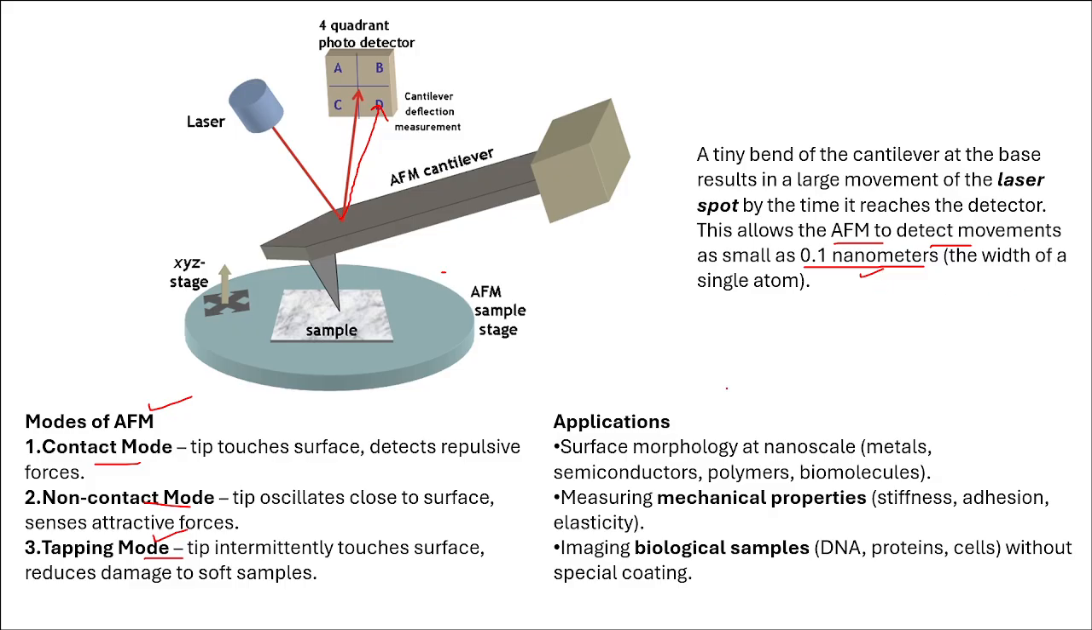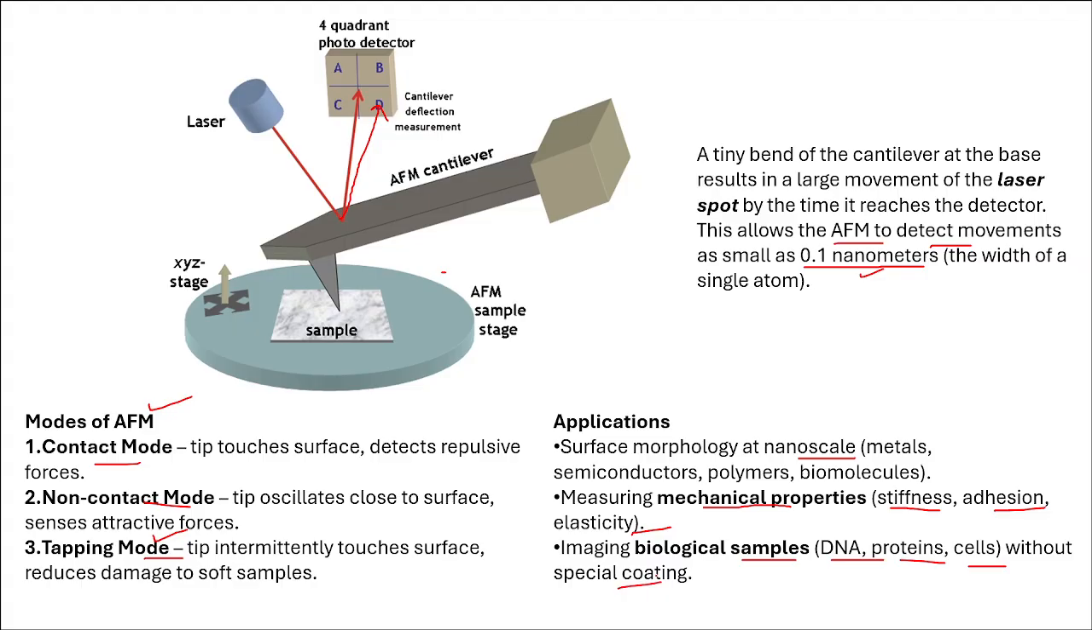So what are the applications? One application is surface morphology at nanoscale. Like we were also seeing morphology and surface topography in the case of SEM as well. So we can see the surface morphology at nanoscale of metals, semiconductors, polymers, biomolecules. Measuring mechanical properties, we can also look for stiffness, adhesion, and elasticity. And biological samples like DNA, protein, cells without special coating.